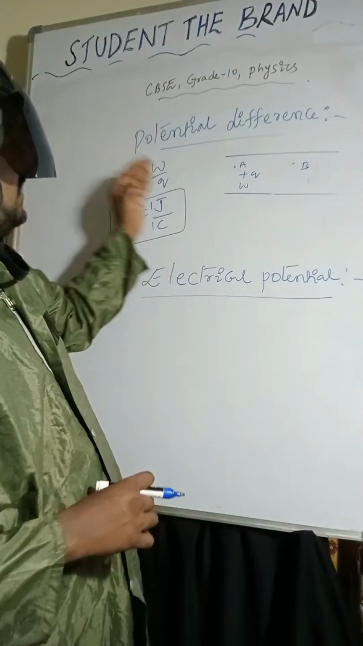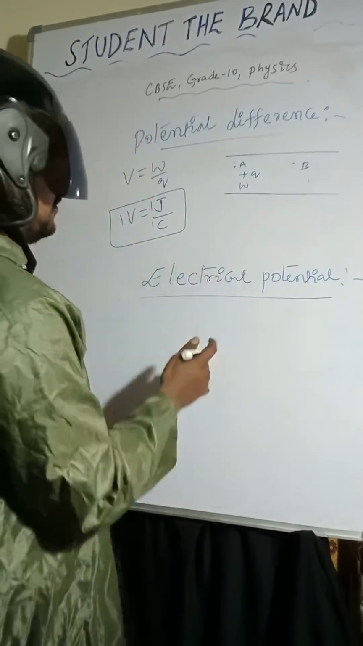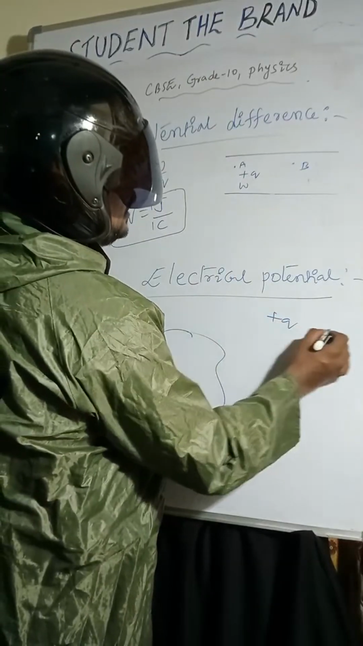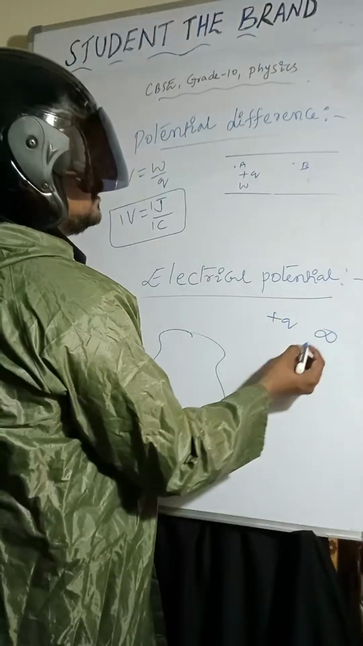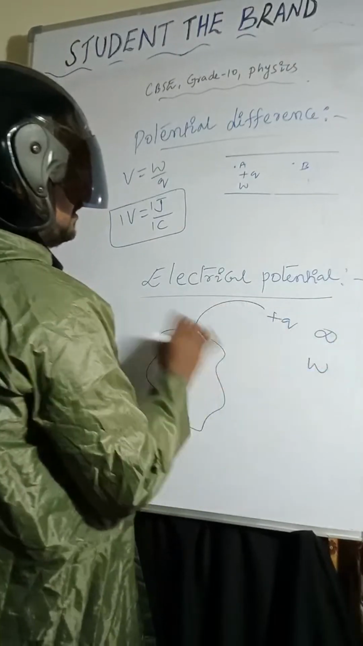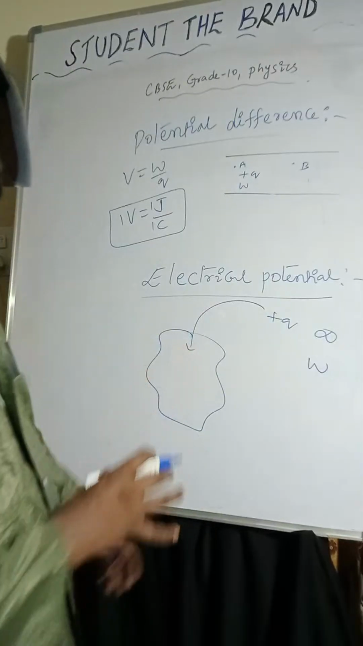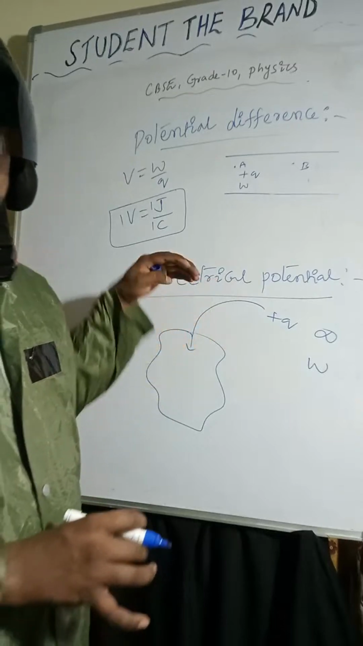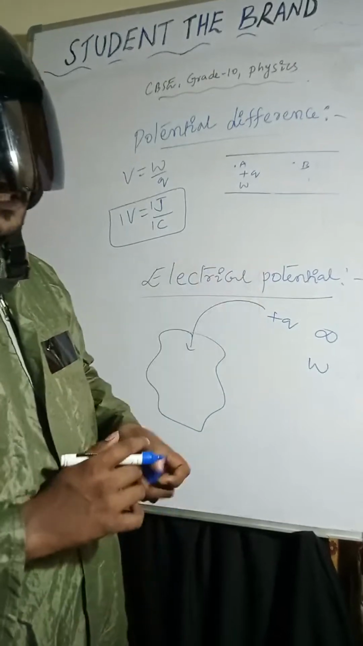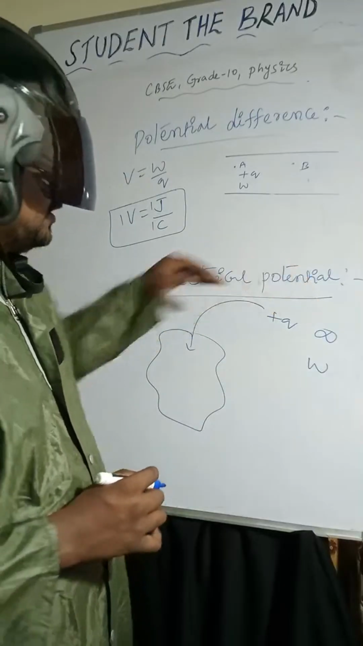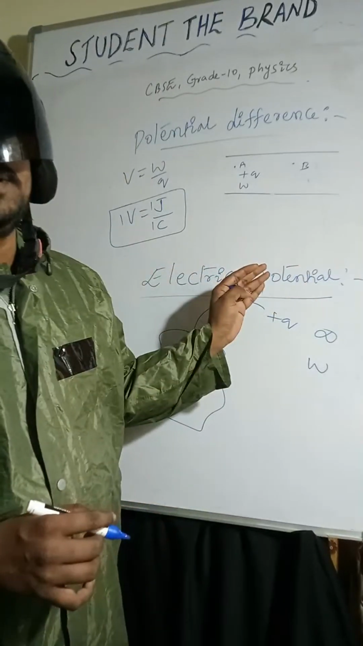1 volt equals 1 joule by 1 coulomb. Electrical potential is nothing but, so I am taking this as the required field. This is the charge, and I am taking infinity. We are doing some work to bring unit positive charge from infinity to the required field, whatever field we need. That is called electrical potential.